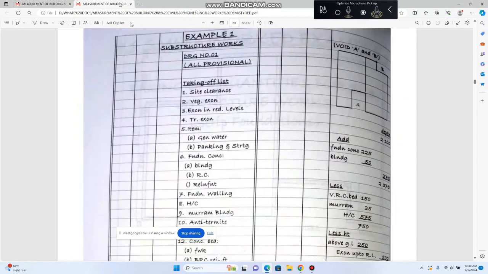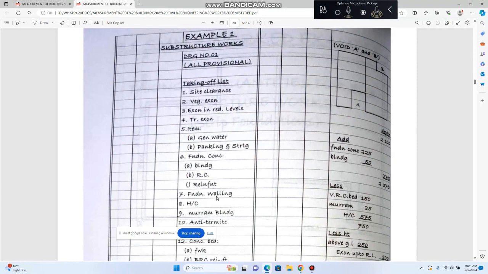Right? So in the foundation concrete, we shall measure the blinding. We shall measure the reinforced concrete. Then we should measure even the reinforcement. What is the mass of reinforcement? Because reinforcement is usually in the BQ measured in terms of kilograms. What is the total mass of the reinforcement?